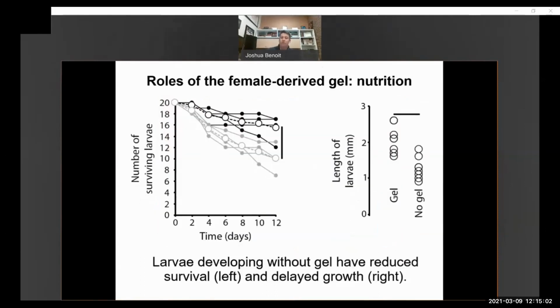So we followed that up with some more functional studies where we took some of the egg masses, took some of the little larvae out, and put them on food that they would normally eat, that we've established in previous studies, with and without the gel. When you give them the ones without the gel, fewer of them survive, and they grow much slower. So it indicates that having access to the gel to actually feed on is critical to the development of these little larvae.